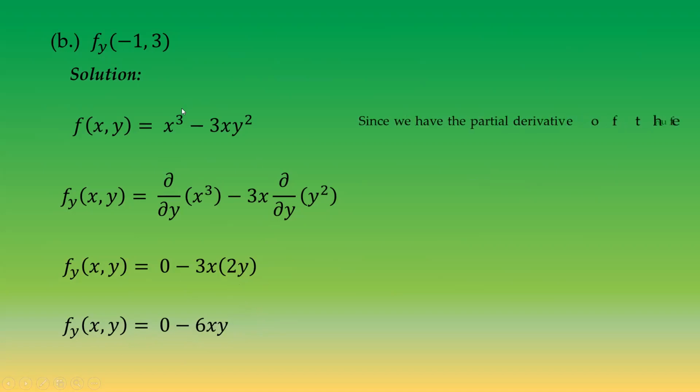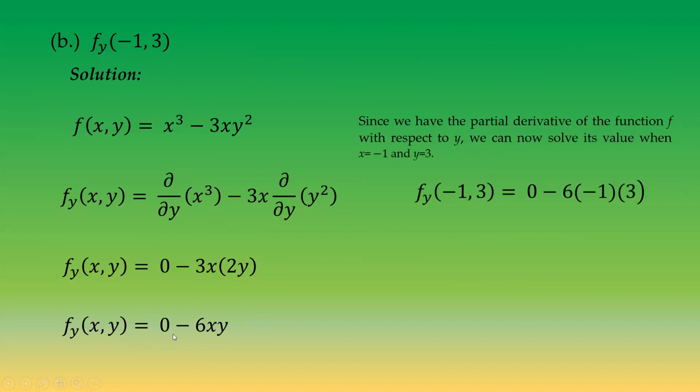Now, applying the given values of x and y, then we will have 0 minus 6 times x is negative 1, y is 3. Then we have 0. This will become negative 18. So, negative minus tayo dito ay magiging plus. 0 plus 18 tayo ngayon. Then we have positive 18 as the partial derivative of f with respect to y when x equals negative 1 and y equals 3.